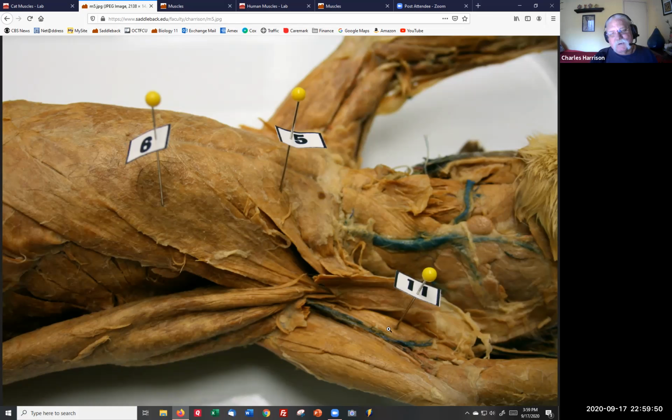So we don't have to come back to it if that's okay with you, doing it out of order, number 11. The only other muscle on this side of the cat for the upper body. This muscle here is the biceps brachii. That's the biceps on the cat.